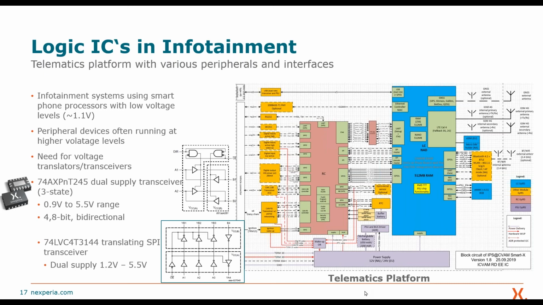The block diagram here shows a telematics platform for 4G and also 5G. There we can see central processing units and a DRAM and plenty of peripheral elements. Along with that, many different communication protocols like JTAG, SPI, and various others like CAN and also general purpose and UART. So there are lots of opportunities for our translation products. Next slide, please.